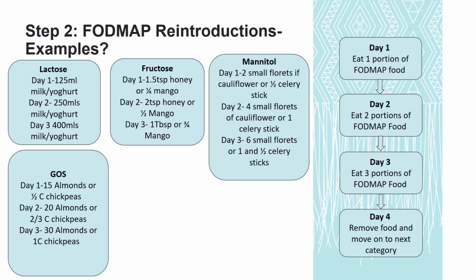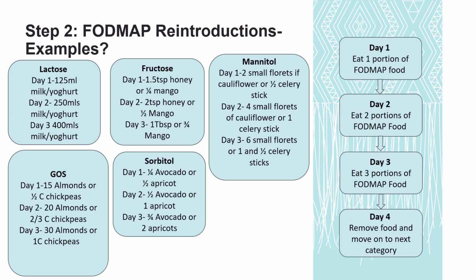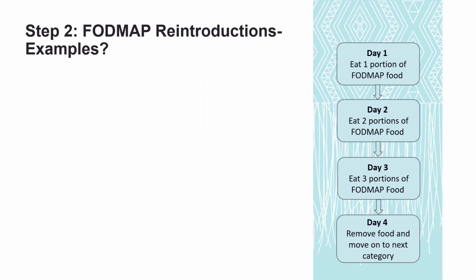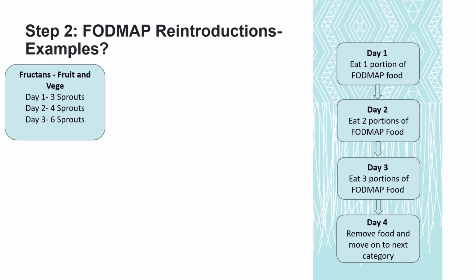Examples for sorbitol. On day 1, we have a quarter of an avocado or half an apricot. Day 2, half an avocado or 1 apricot. Day 3, 1 avocado or 2 apricots. Just continue on with examples here. Examples for fruit and veg fructans. Day 1, we have 3 Brussels sprouts or 3 slices of fresh beetroot. Day 2, 4 Brussels sprouts or 4 slices of fresh beetroot. Day 3, 6 Brussels sprouts or 6 slices of fresh beetroot.